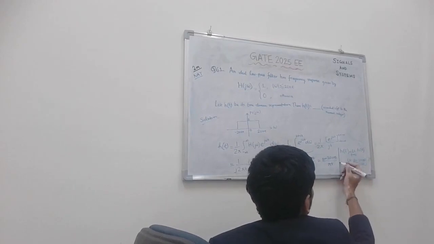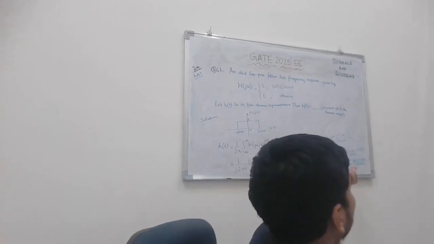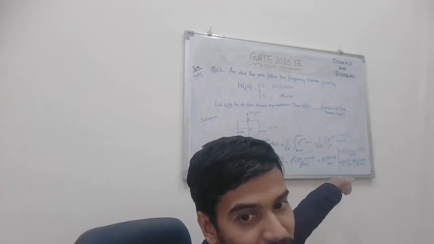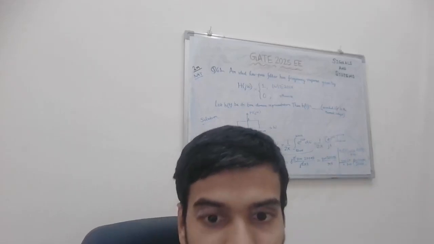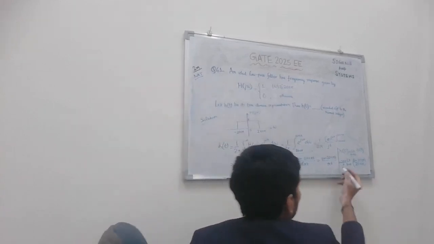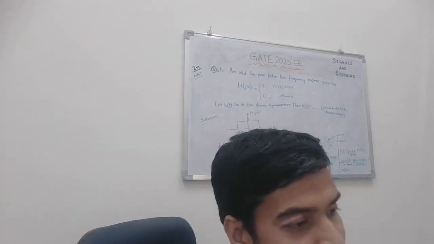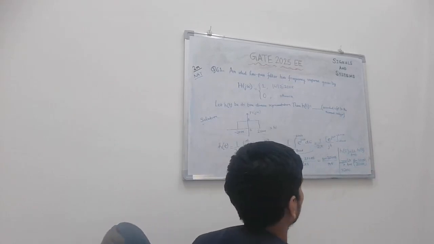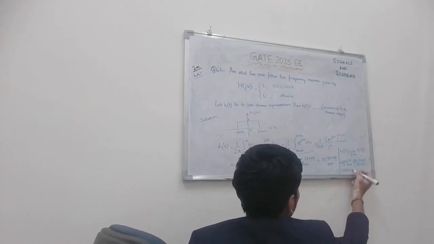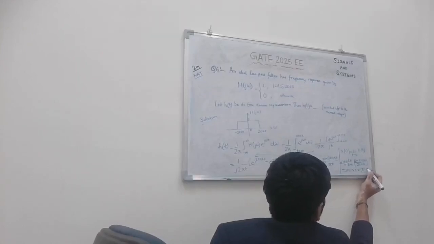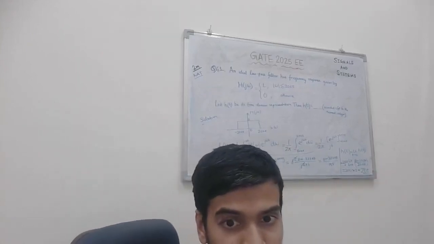So 200 into this limit as t tends to 0 of sin(kx) by kx, which will be 1, right? So this is 200 into the value of this limit. This is 1. This is the standard limit of sin(kθ) by kθ form, as θ tends to 0, or t tends to 0 in this case. So 200 into 1, which is nothing but 200.